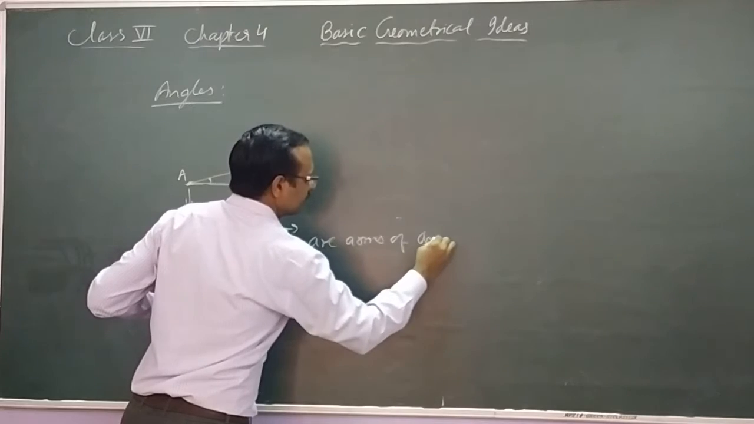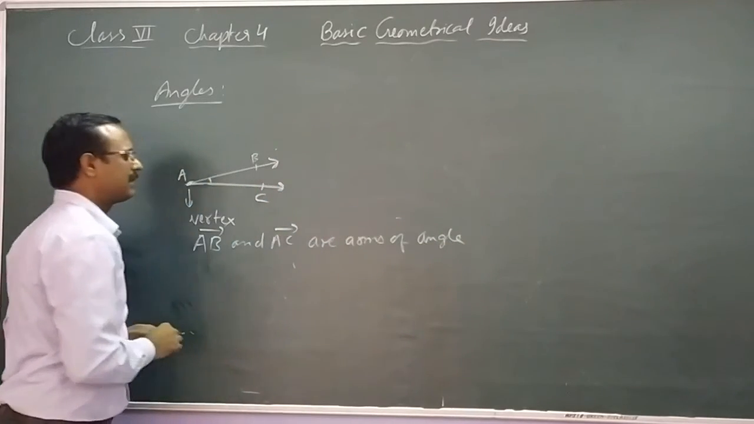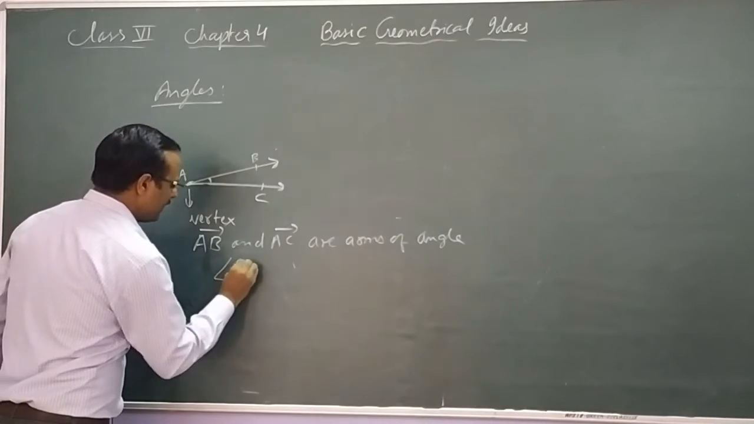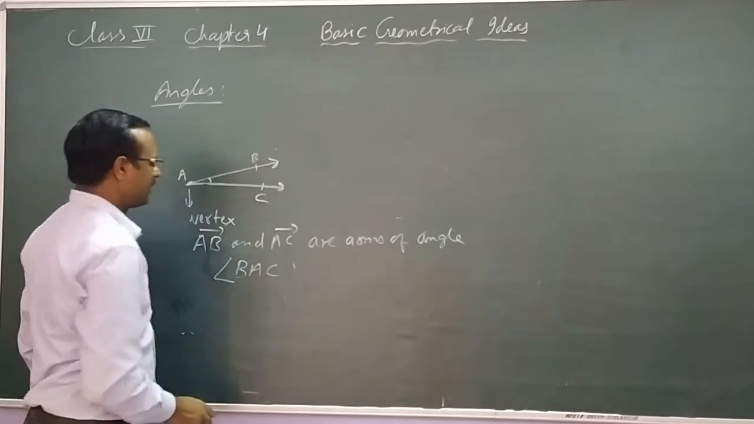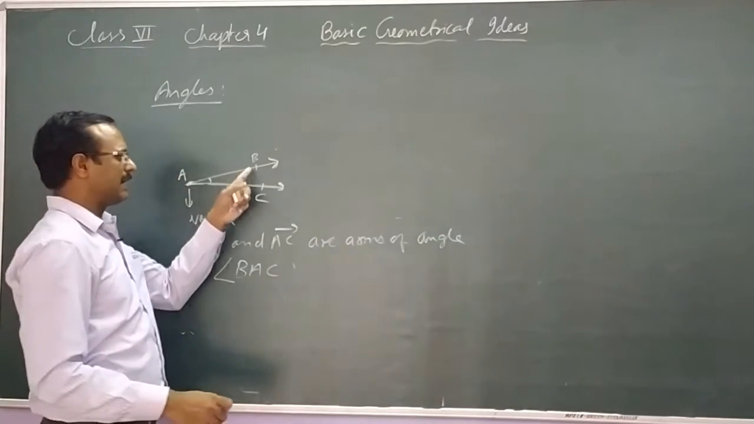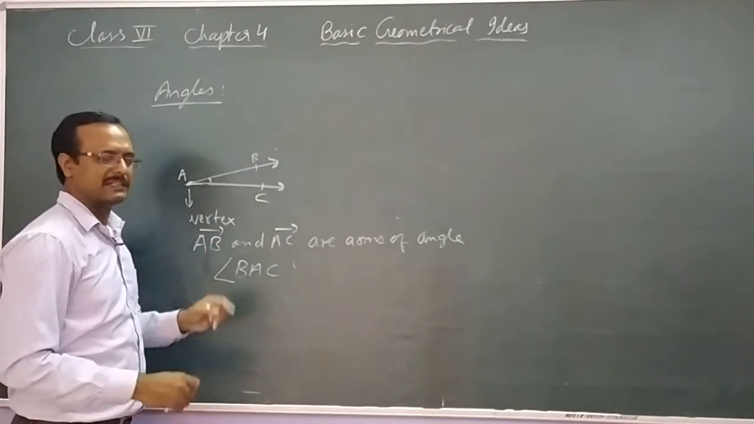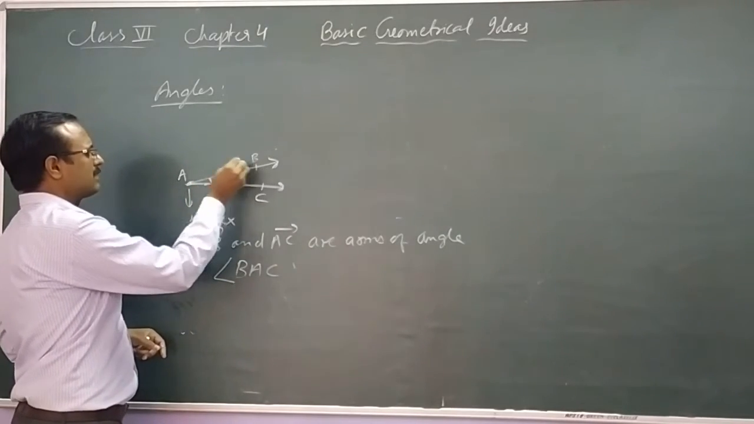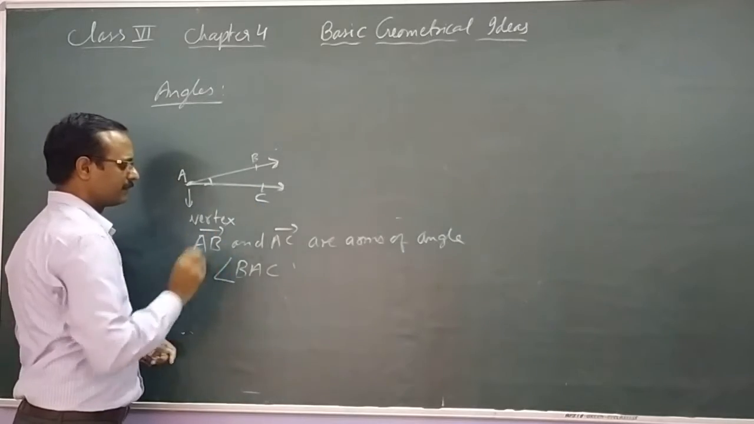angle. And what is the angle? The name of the angle will be called like this, angle BAC. The vertex of the angle should come in the middle. The rest of the ending points will come at the side. So if you want to tell about this angle, this will be called angle BAC.